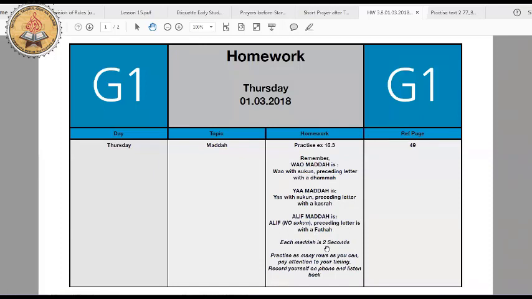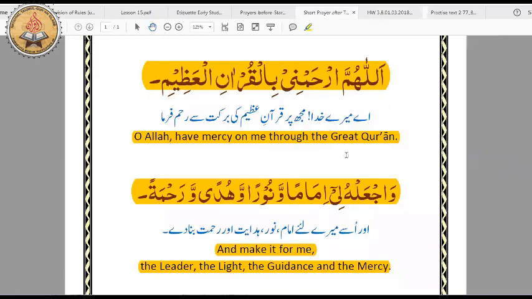Each madda letter is 2 seconds. Practice as many rows as you can and pay attention to your timing. You can record yourself on a phone and listen back if you wish to. Okay, parents, please help your children during this, guide them and practice with them, and stress on the way that you learn. You should be learning quietly, sensibly, making sure you're doing ta'awwudh, tasmiyah before your recitation as well. Okay, so finally, student, quickly to finish off our lesson for today.